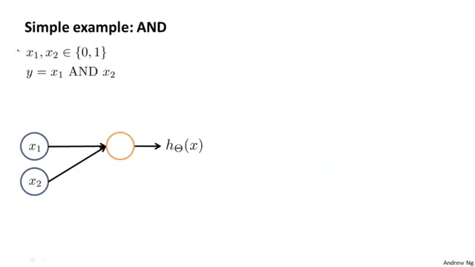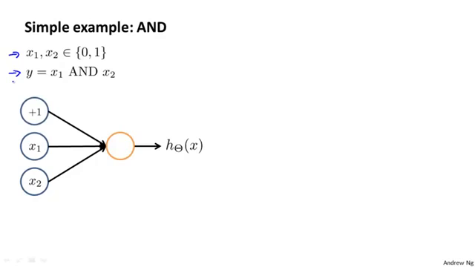Concretely, let's say we have inputs x1 and x2 that are again binary, so it's either 0 or 1, and let's say our target label y is equal to x1 AND x2. This is a logical AND. So can we get a one-unit network to compute this logical AND function? In order to do so, I'm going to draw in the bias unit as well, the +1 unit.